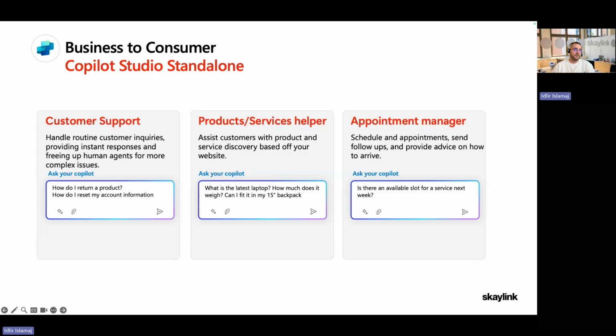So customer support can handle routine customer inquiries, providing instant responses and freeing up human agents for complex issues. So for example, you can ask, how do I return a product? How do I set my account information? That's definitely something the bot can help you out with.